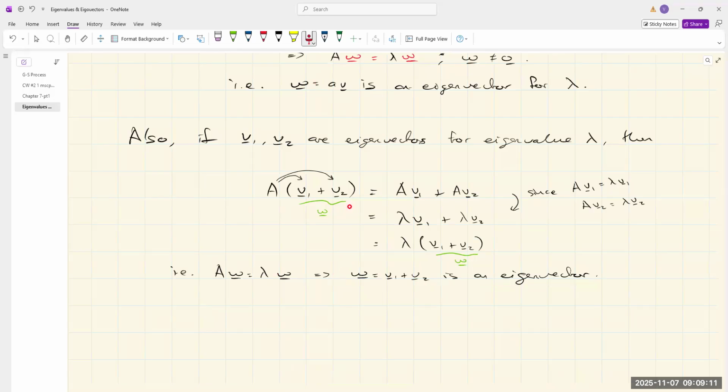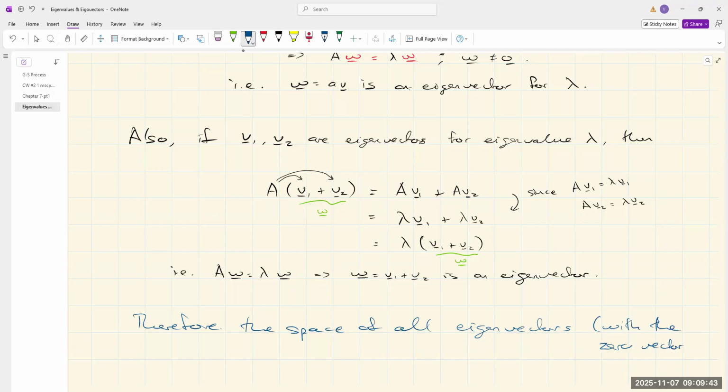So what does that mean? The space of eigenvectors is a subspace, or you could say a vector space, right? So that's what we showed there. Therefore, the space of all eigenvectors, now I have to put a little condition here with the zero vector, right? Because remember, technically the zero vector is not an eigenvector, but you need the zero vector to be a vector space. Every subspace needs a zero vector. But I said the zero vector is not an eigenvector. So that's okay. I'm just going to throw the zero vector in, right?